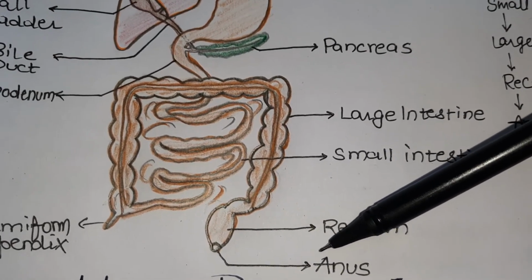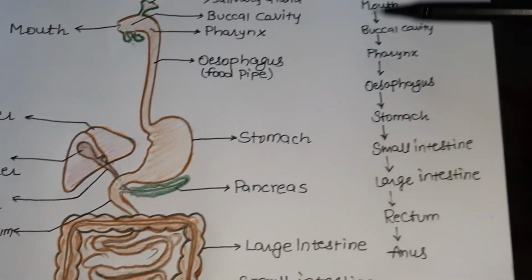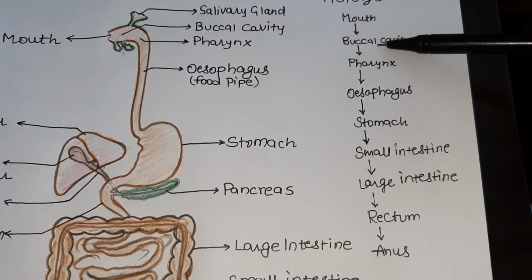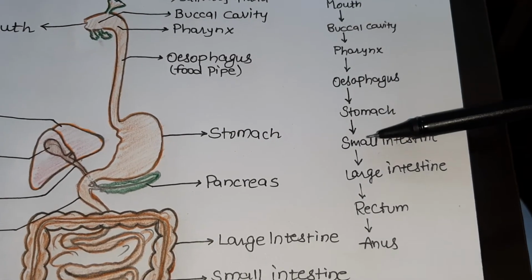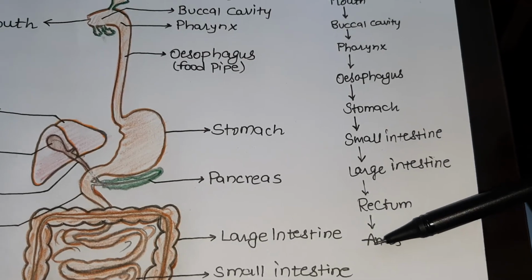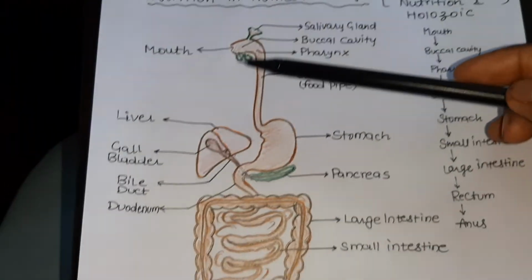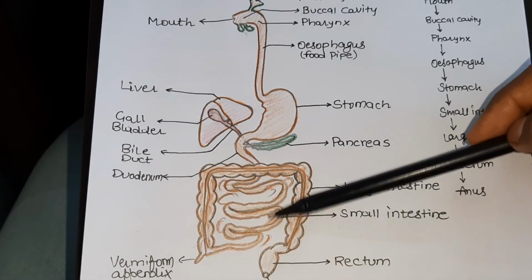So that's all about the structure of the human digestive system, which starts from mouth, then buccal cavity, then pharynx, then esophagus, stomach, small intestine, large intestine, rectum, and anus. So dear students, please practice this diagram at home. This is very important.